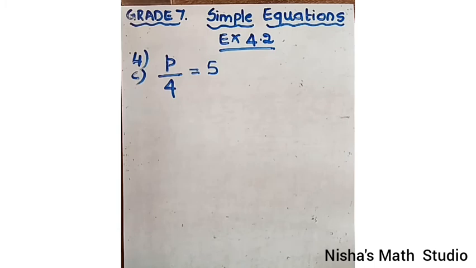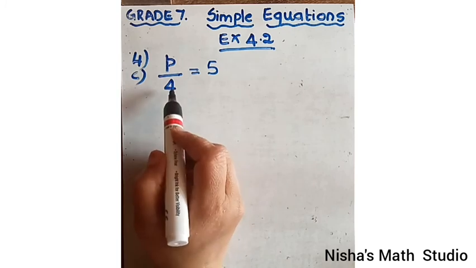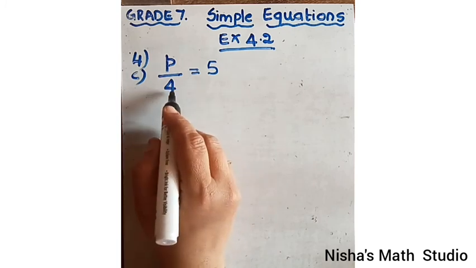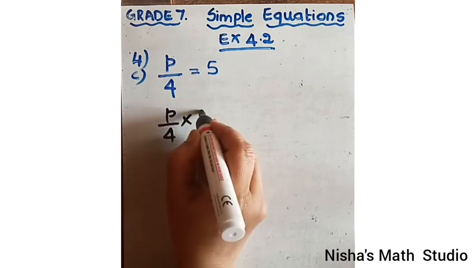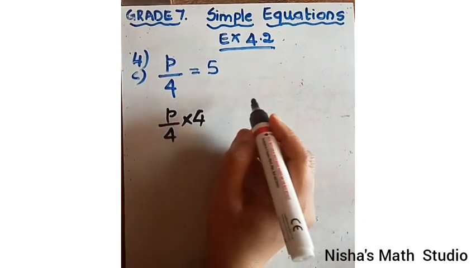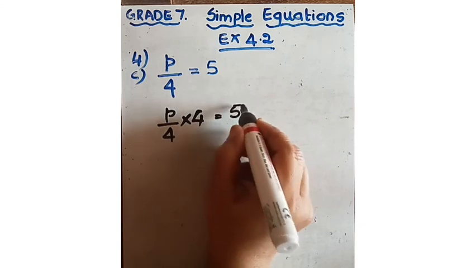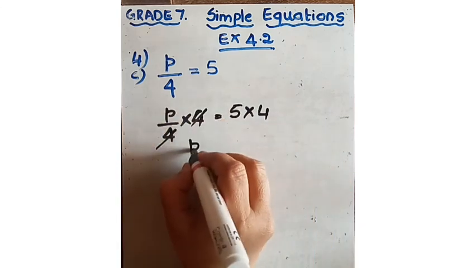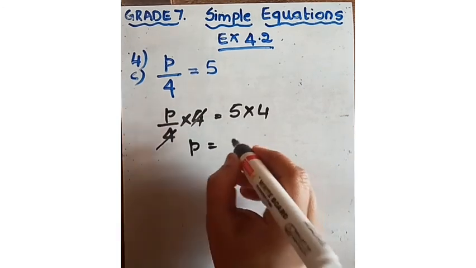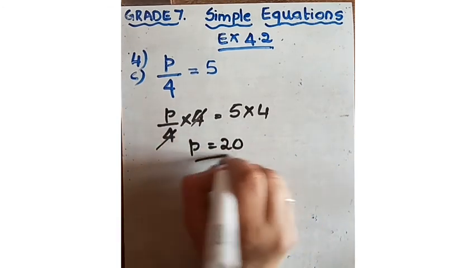The third one, p by 4 is equal to 5. I need to get rid of this 4 which is in the division. So both the sides must be multiplied by 4. 5 is also to be multiplied with 4. 4 get cancelled. P value will be equal to 5 fours are 20.